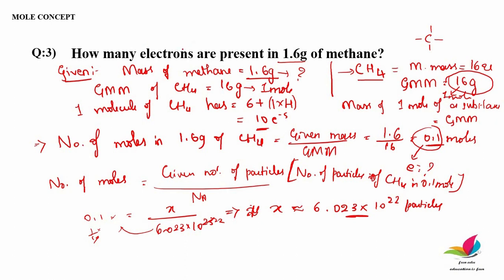So moles is equal to given particles divided by standard, that is Avogadro number of particles. Moles you know and standard Avogadro number you know. Just you have to calculate the given number of particles. That is nothing but we have related it to number of particles of methane in 0.1 mole. So on solving you will get 6.023 into 10 to the power 23 molecules of methane. It means what? You have totally that many number of molecules of methane.